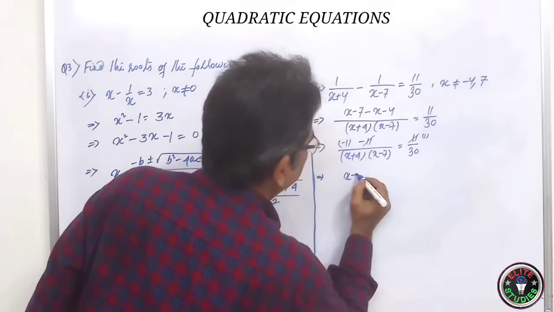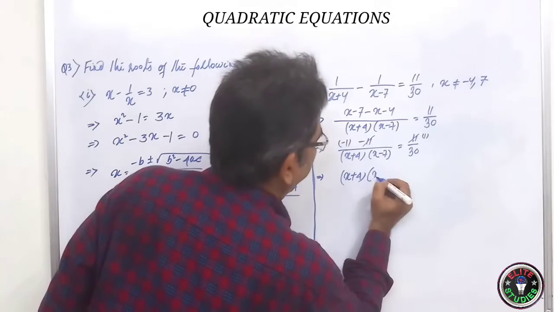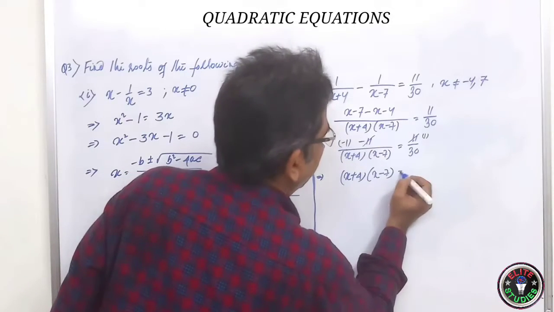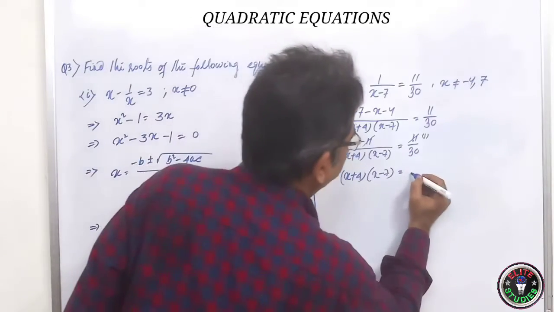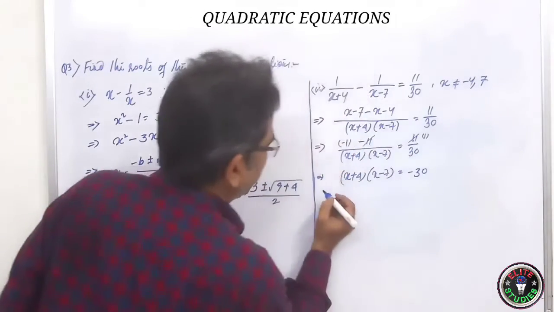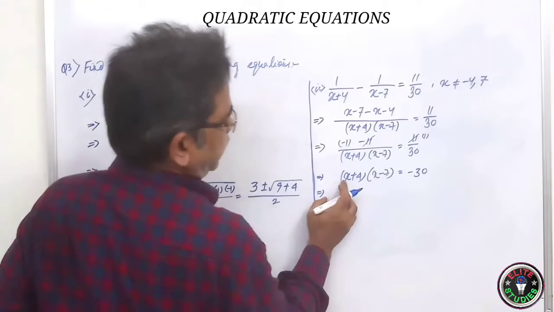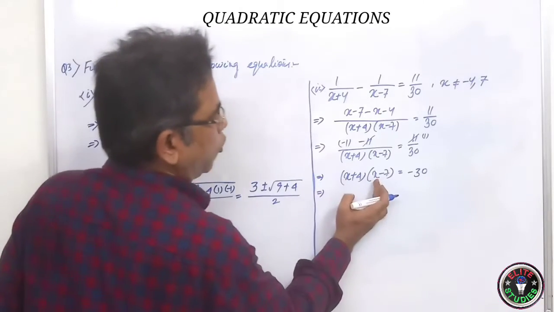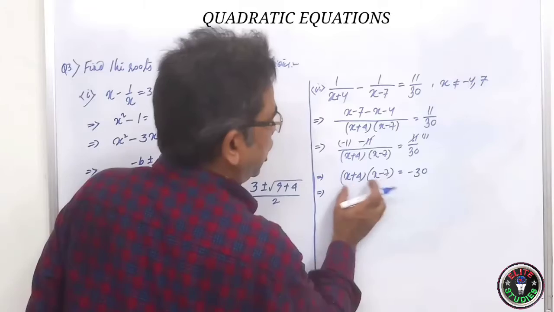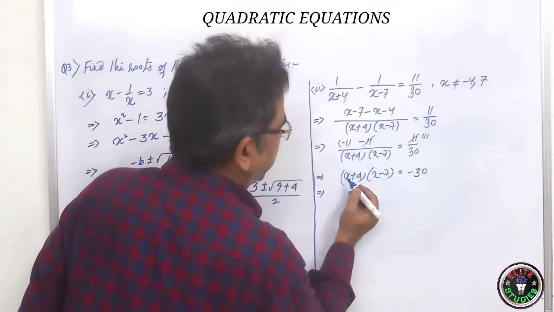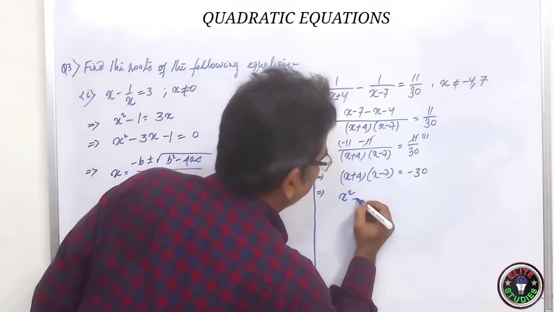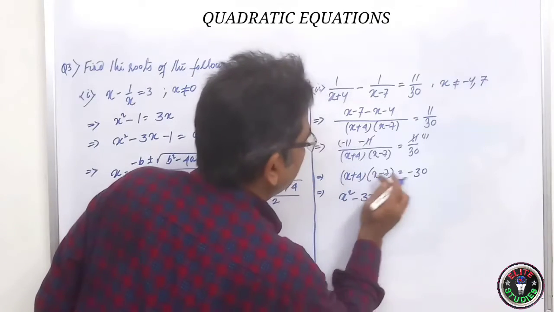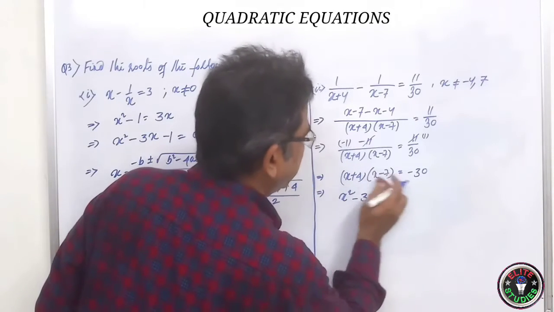So it will be (x + 4)(x - 7) = -30... Clear? Since the coefficient of x is 1 here, in such cases there is no need to open the brackets, you can directly do it. x square, 4 minus 7 gives minus 3x. Now you have to multiply. First of all, you have to add, then multiply.